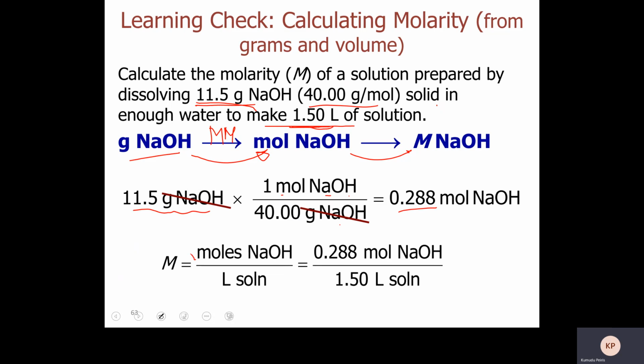The molarity of the solution is moles of the substance divided by the liters of the solution. So we substitute the moles with 0.288 moles of sodium hydroxide divided by the liters of the solution, which is 1.50. So when we solve this, we get the molarity as 0.192 molar sodium hydroxide.